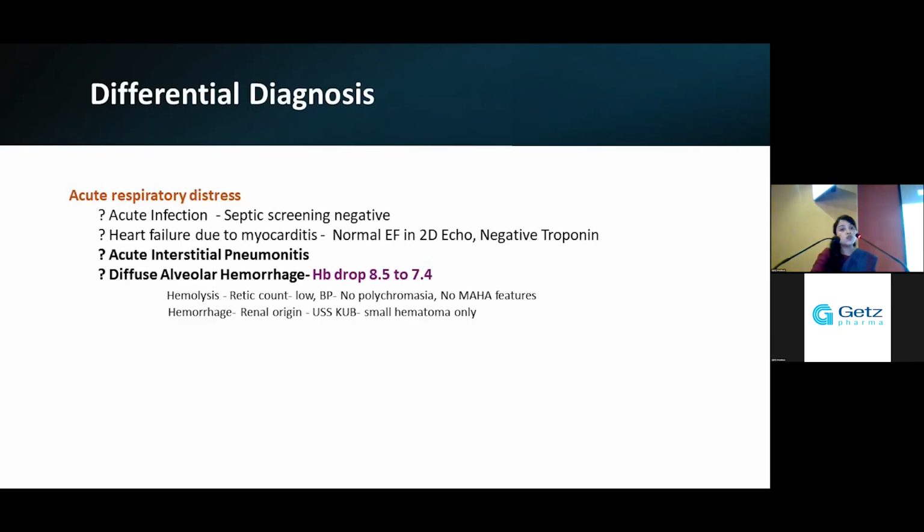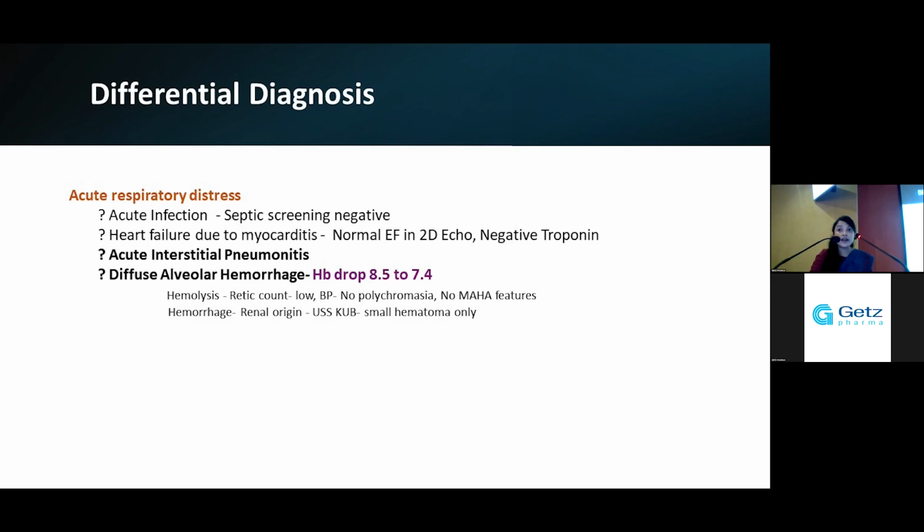Moving on. So what are the differentials in the background of an SLE flare in a patient with acute respiratory distress? As the patient was on multiple immunosuppressants, we thought whether this was an acute infection, but the septic screening was negative, therefore excluded. And we thought whether this was heart failure due to myocarditis, but the normal ejection fraction and the negative troponin I excluded this. And the other two differentials to be considered were acute interstitial pneumonitis or diffuse alveolar hemorrhage.